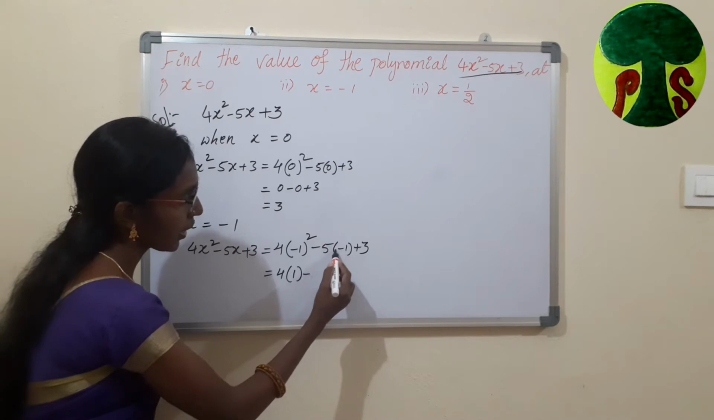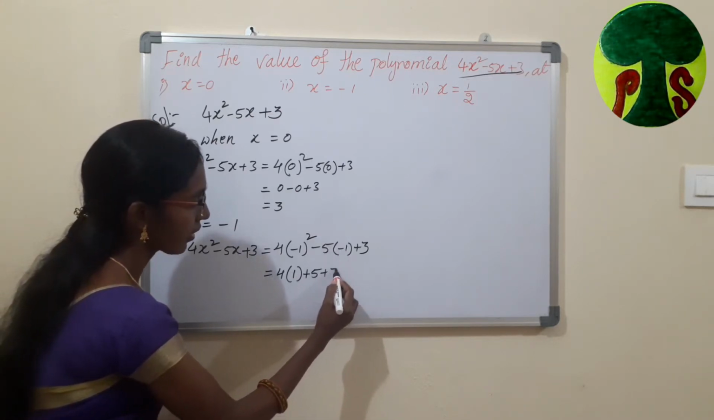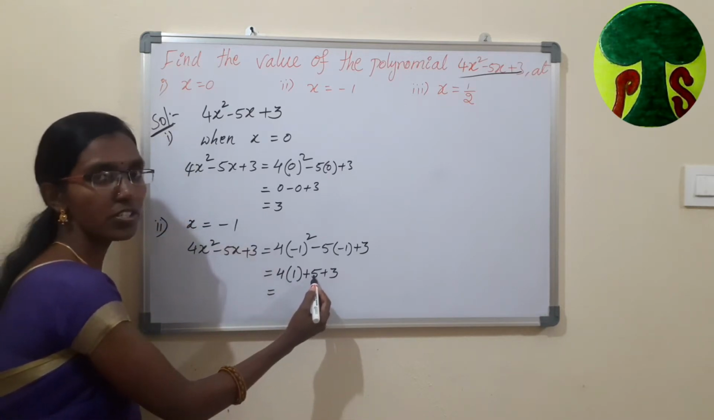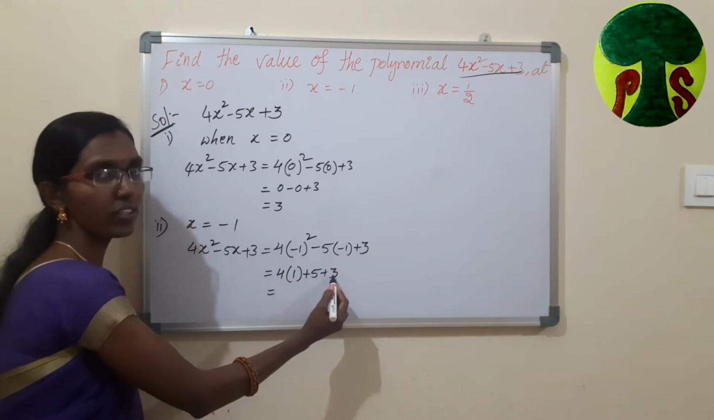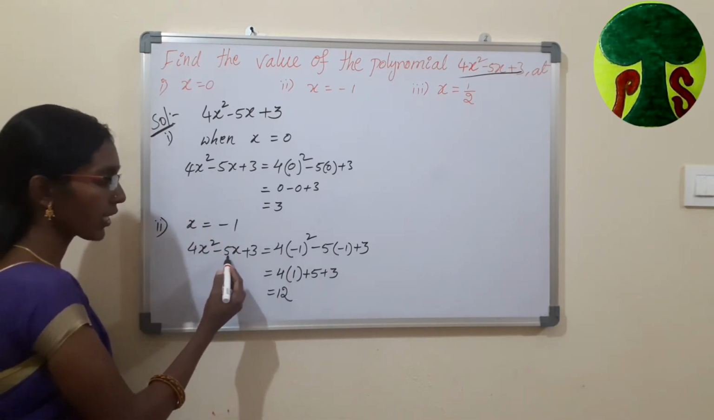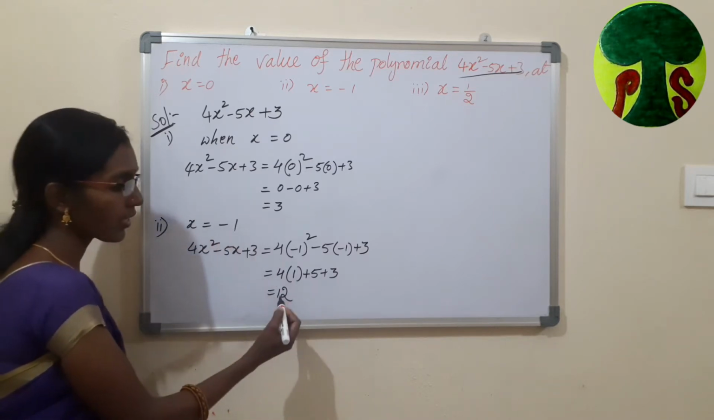1 minus into minus plus 5 into 1 is 5 plus 3. Here 4 into 1 is 4. 4 plus 5 is 9. 9 plus 3 is 12. Therefore, the value of 4x square minus 5x plus 3 when x equals minus 1 is 12.